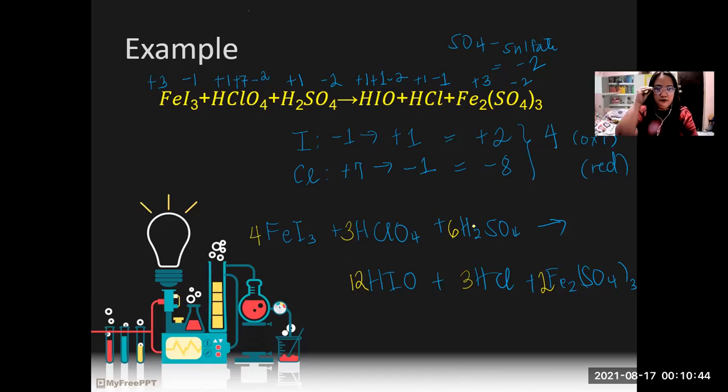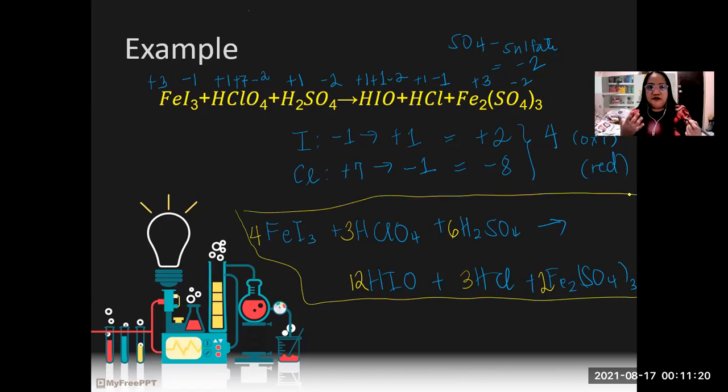Let's check if the whole thing is balanced. We have 4 iron, 4 here. Iodine has 4 times 3, that's 12. We have 12 I's here. Chlorine has 3 chlorine. Sulfate, 6 SO4, that's 3 times 2, that's 6. Oxygen, that's 12. And finally, hydrogen, that's 3 plus 12, 15. So this is our final answer. This is the final balanced equation.